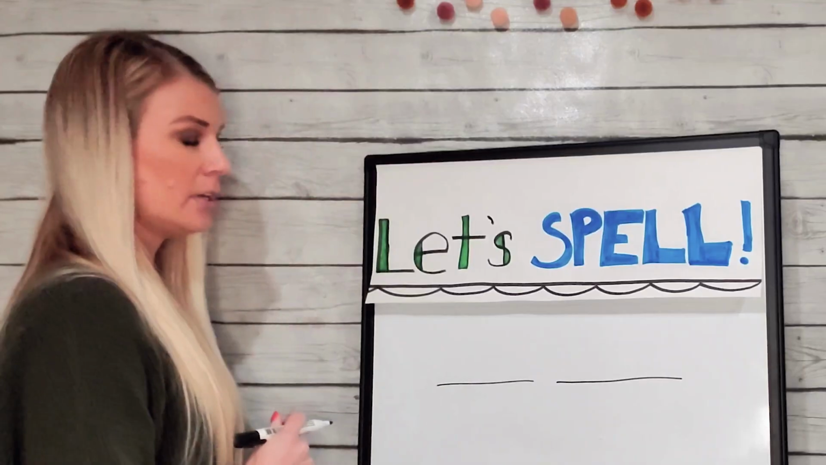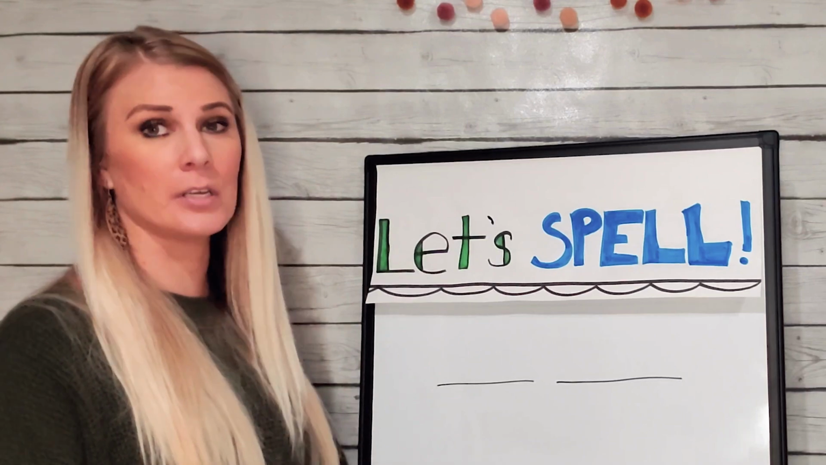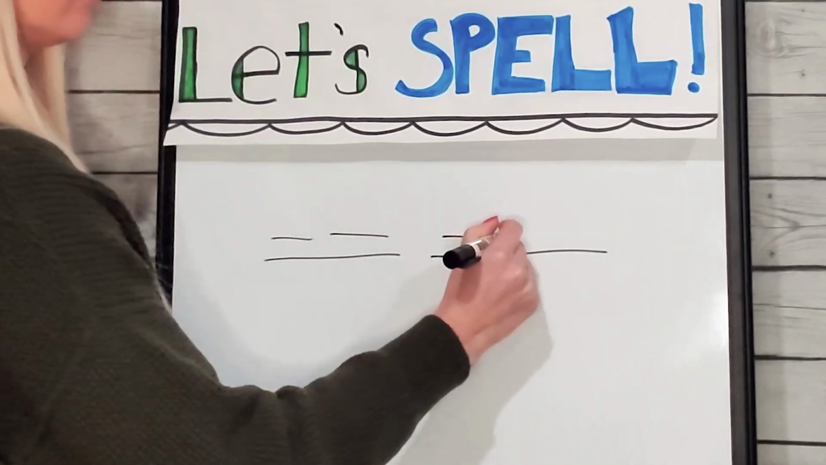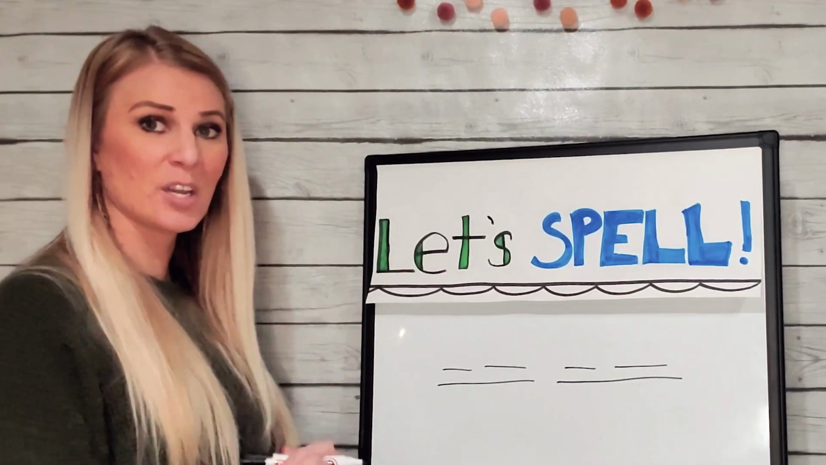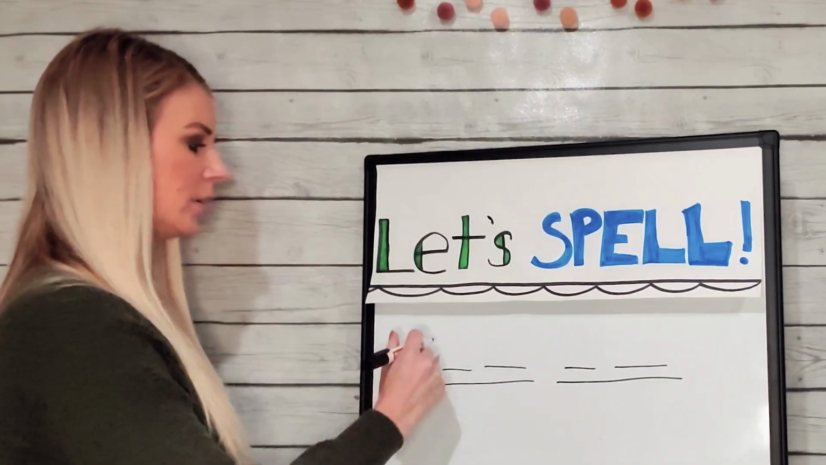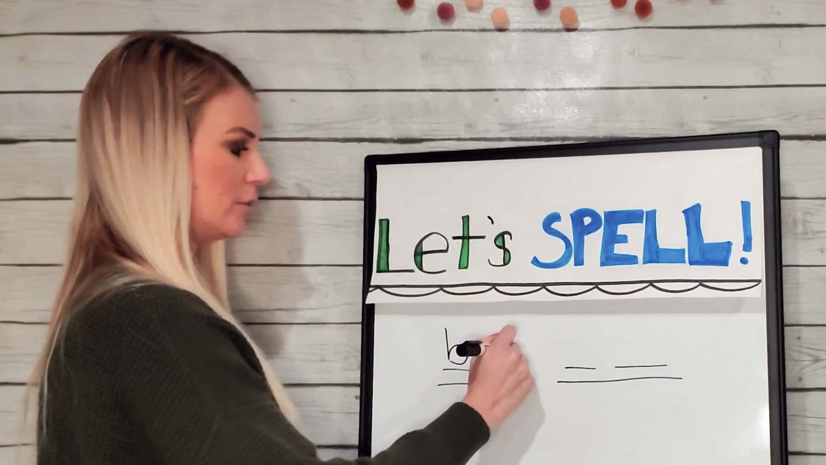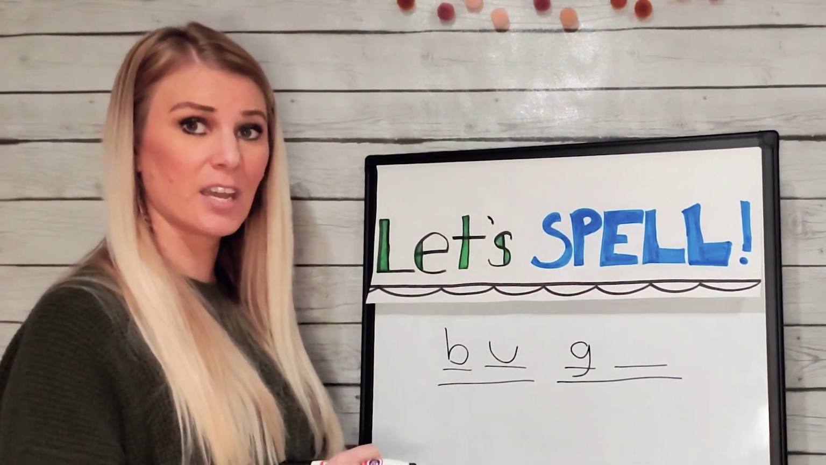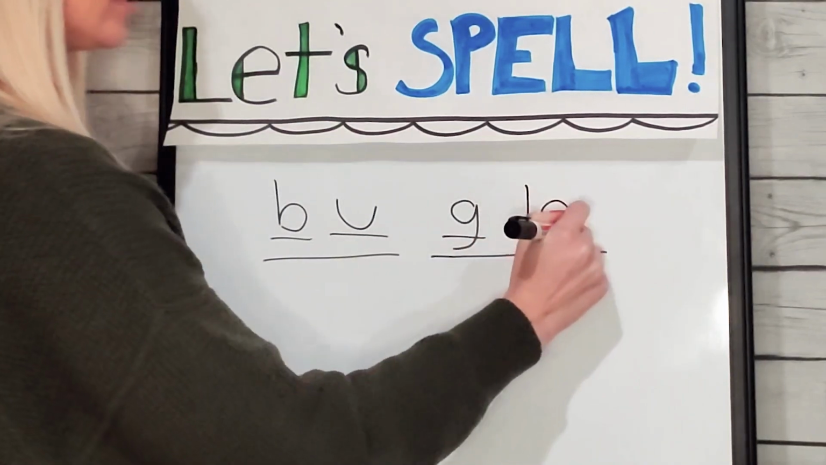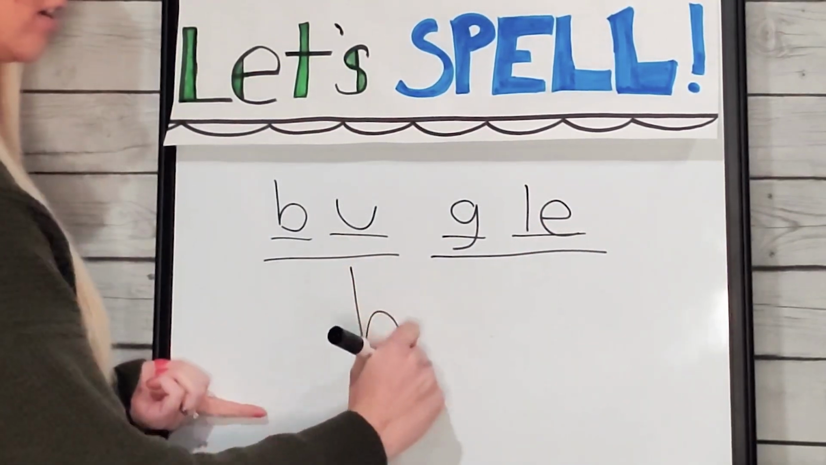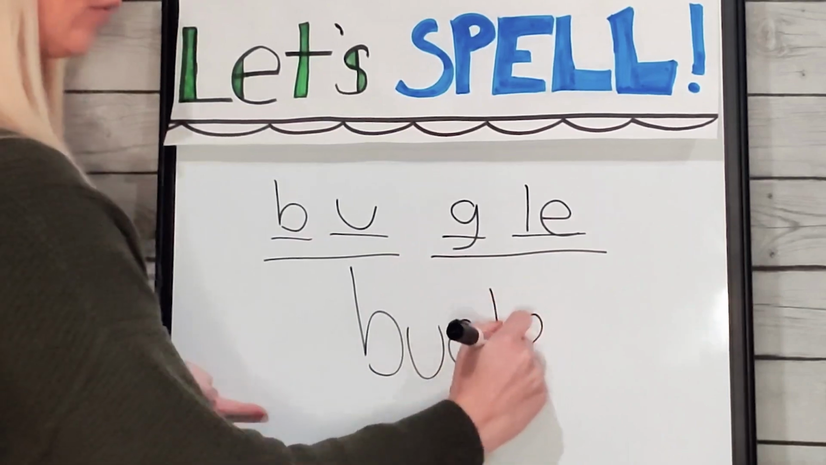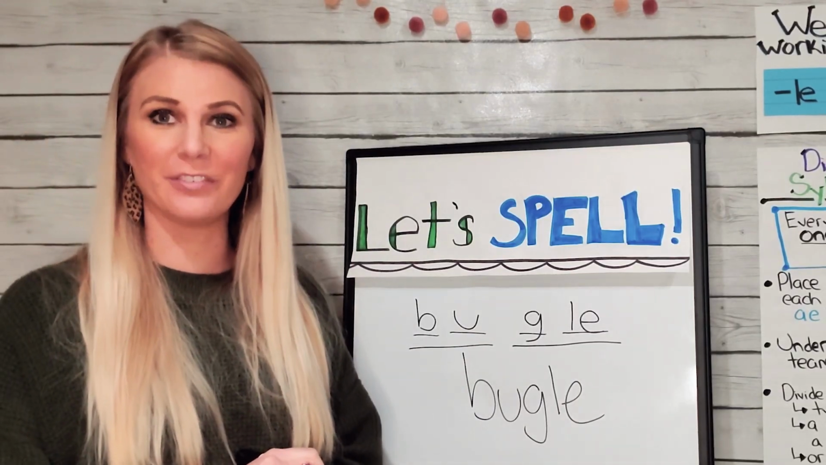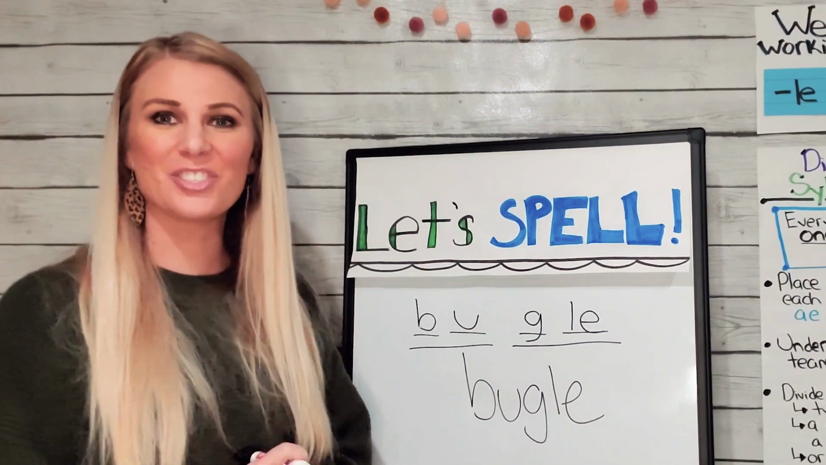Bugle. Now let's think about how many sounds we hear in each of those word parts. B, U, G, ul. Now let's think about the letters that match those sounds. B, U, G. And I remember that ul sound at the end of a word is L-E. We made the word bugle. The boy was so excited to play his new bugle for his parents. Great job. Let's try our next one.